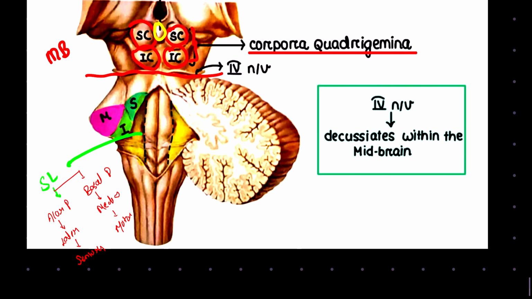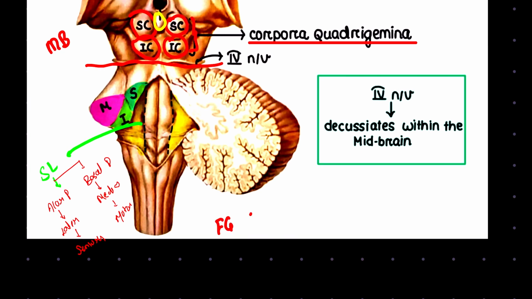Now if you'll see, after the pons, what is this? This is our medulla oblongata, obviously. Now after the medulla oblongata, what is the structure right here? This is the spinal cord, obviously. And if you remember, in the spinal cord we discussed that there are fasciculus gracilis and fasciculus cuneatus, right. These are the things that we discussed.